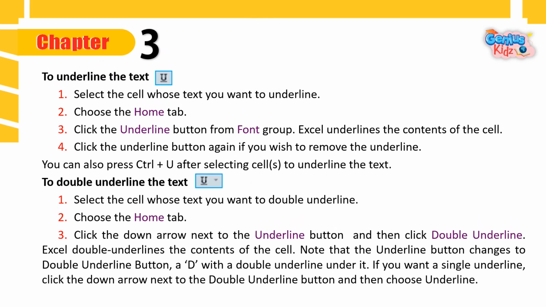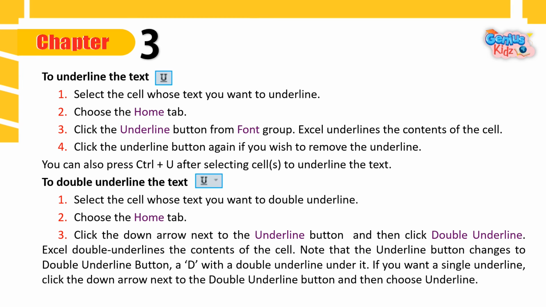To underline the text, 1. Select the cell whose text you want to underline. 2. Choose the Home tab. 3. Click the Underline button from Font group. Excel underlines the contents of the cell. 4. Click the Underline button again if you wish to remove the underline. You can also press Ctrl+U after selecting cells to underline the text.